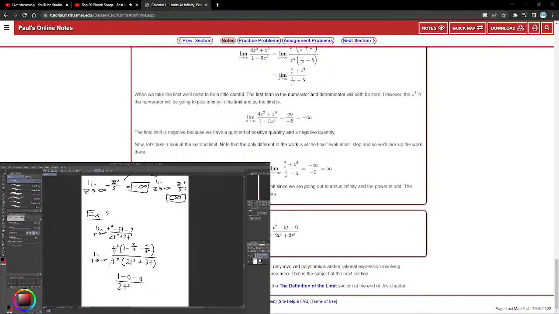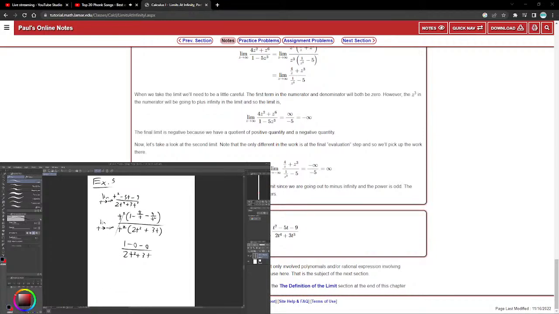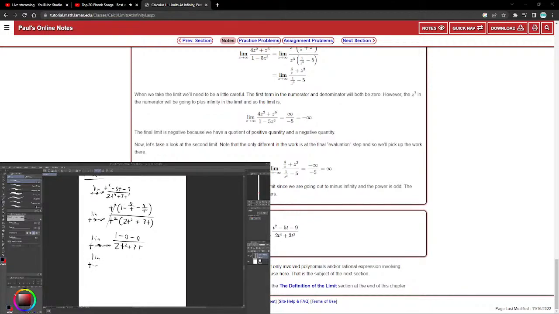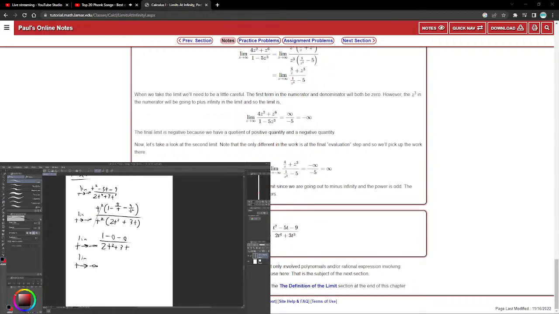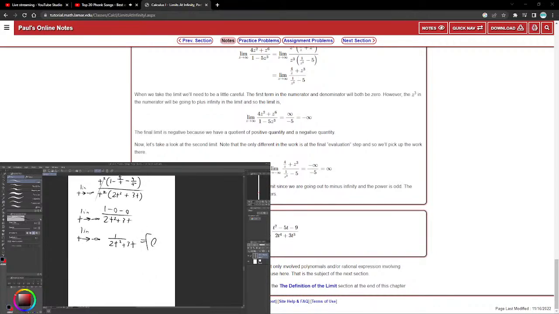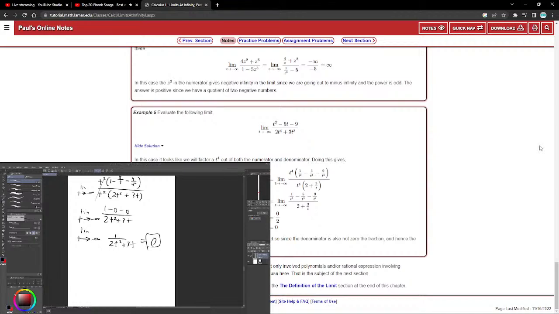Two t squared plus 3t. One over 2t squared plus 3t. So the bottom is approaching negative infinity. So it should be 0, right? Should this be approaching 0? Yep. But what did I do wrong at the top? What is that? P to the power of 4. Why though?